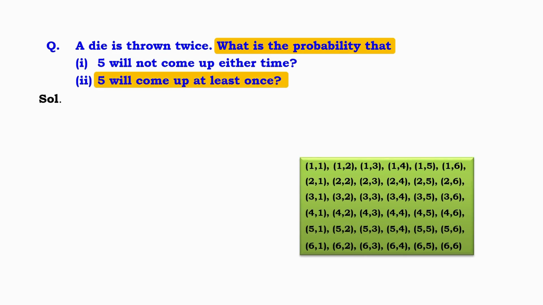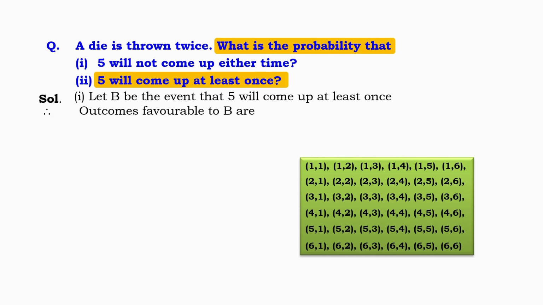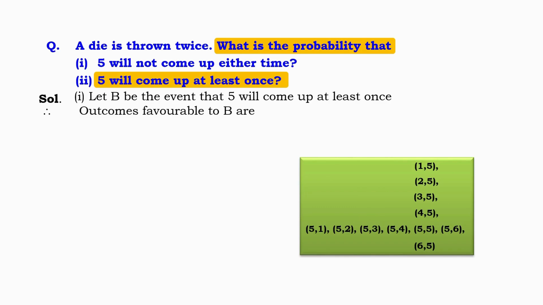Now we need to find the probability that 5 will come up at least once. At least once means a minimum of one time it should come. More than one time it can come, like 2 times, but a minimum of one time. So let B be the event that 5 will come up at least once. So what are the outcomes favorable to B? In this case, we have to remove the other cases and consider only whenever we are getting 5 at least one time. That means 1 5, 2 5, 3 5, 4 5, 5 5 and 6 5.